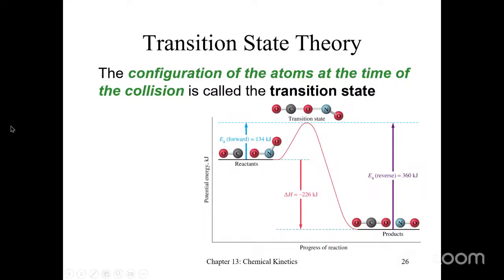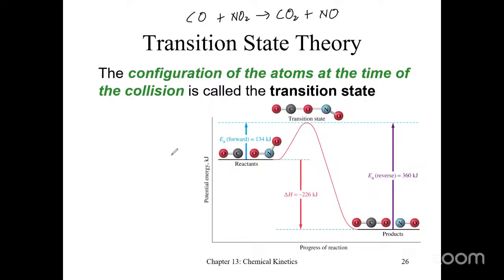So this is another reaction, let me write down the equation for this reaction. Let me do that up here. The reaction is between carbon monoxide and nitrogen dioxide to form carbon dioxide and nitrogen monoxide, all right?